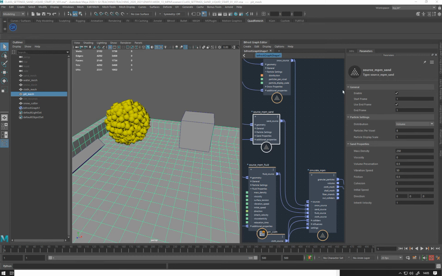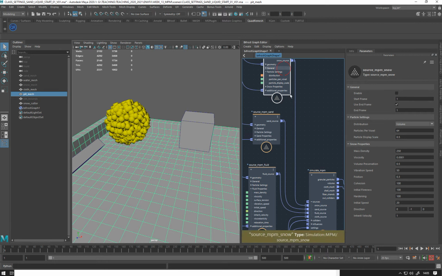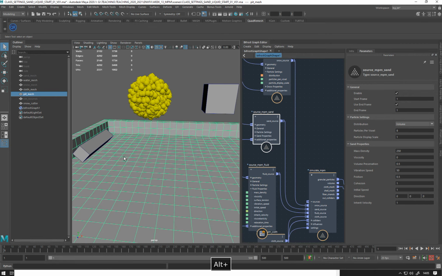Okay, let's have a look at sand and the fluid one. A lot of the settings are obviously similar to what we were looking at with snow. Sand is almost exactly the same, apart from it doesn't have any of that initial hardness or firmness. So let's have a quick look at some of the things.